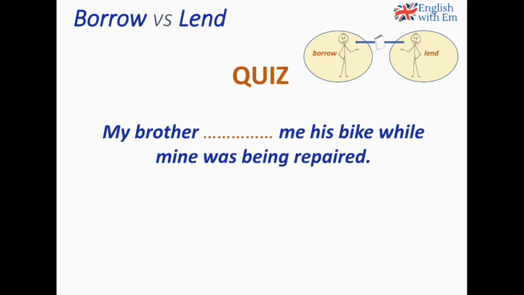My brother, me his bike, while mine was being repaired. Lent. So here we need the past tense because we're talking about the bike being repaired in the past. And the bike belonged to my brother, so he lent it to me.